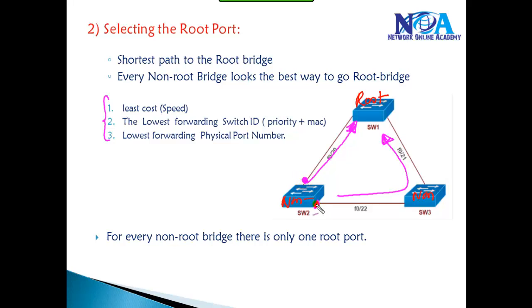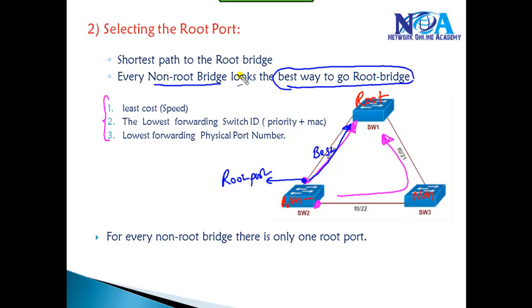So there are two ports which will take you to the root bridge. Now they will decide which of these two ports is the best. If I assume this is the best, in that case this port will be considered as a root port. So the root port is the shortest path to the root bridge, the best path to the root bridge, we can say. Every non-root bridge looks for the best way to go to the root bridge. That's what they will do, or we can say the shortest path to the root bridge is considered the root port.